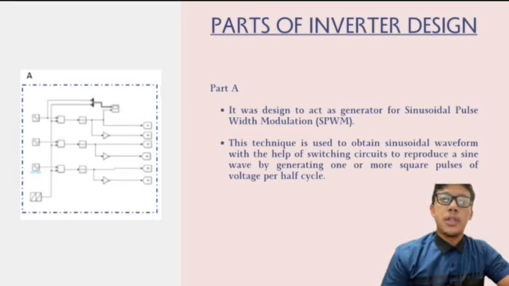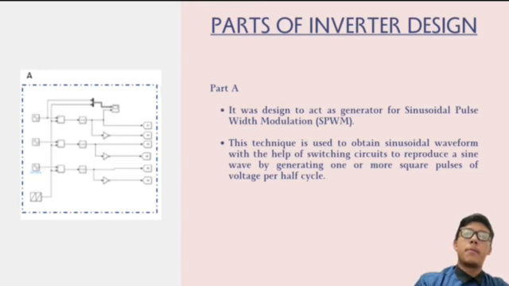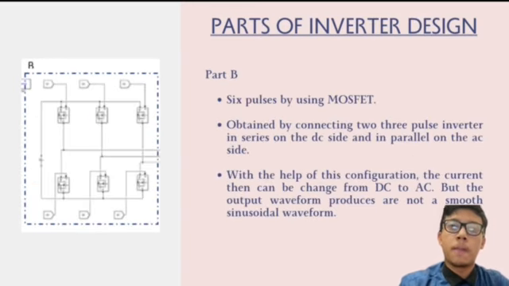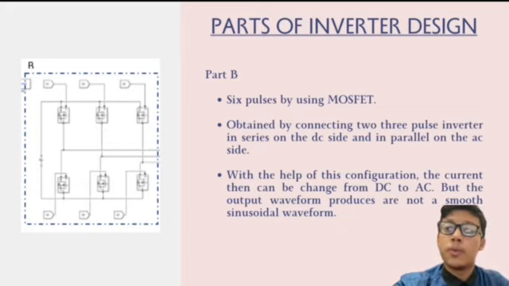This technique is used to obtain a sinusoidal waveform with the help of a switching circuit to reproduce a sine wave by generating one or more square pulses of voltage per half cycle. Part B is the 6 pulse inverter using MOSFET. It is obtained by connecting the 3 pulse inverters in series on the DC side and in parallel on the AC side. With this configuration, the current can be changed from DC to AC, but the output waveform produced is not a smooth sinusoidal waveform.